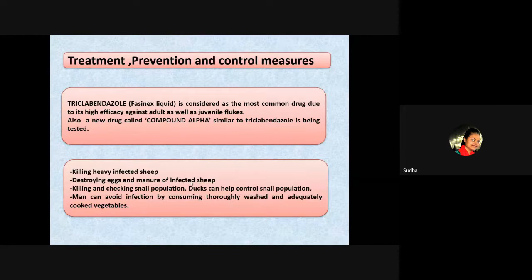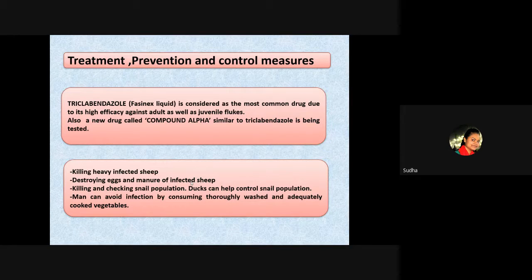So here is a drug called triclabendazole, which is also called Fascinex liquid. It is considered the most common drug due to its high efficacy against adult as well as juvenile flukes. So you can use this particular drug. If any animal is infected, you can give this drug to that animal or sheep. Also, a new drug called compound alpha, which is similar to triclabendazole, is being tested now.